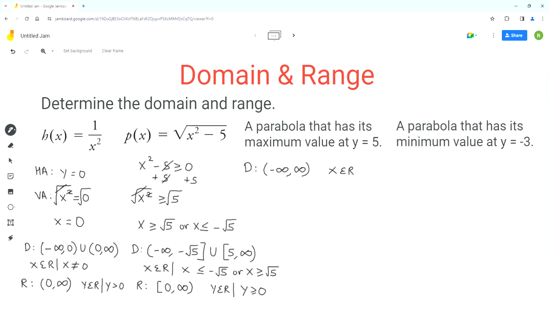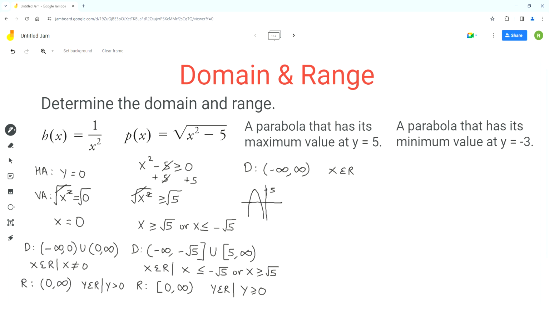Now for the range, we have to identify the direction of opening and the maximum value or the minimum value on the parabola. Since this parabola has a maximum value, if I have to sketch this parabola, I can sketch it like this. It has a maximum value. That means this parabola opens down, and then the highest point on the parabola is at y equals 5. So the parabola looks something like this. This is just an example. We don't know where exactly this parabola is located on the xy grid.